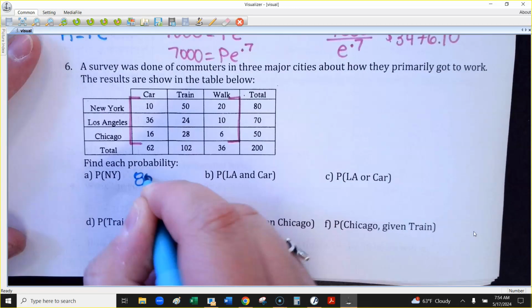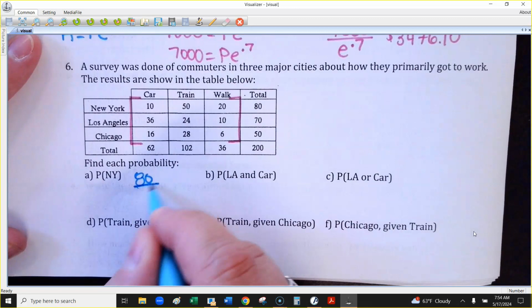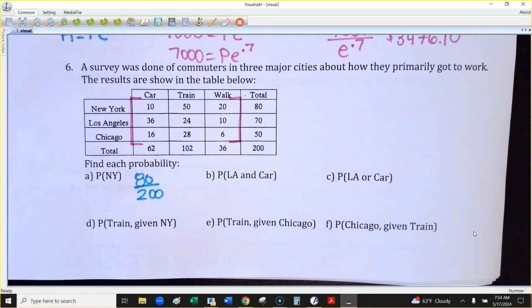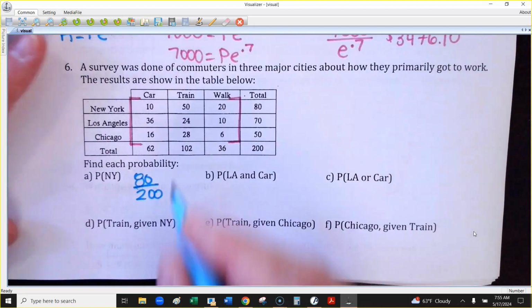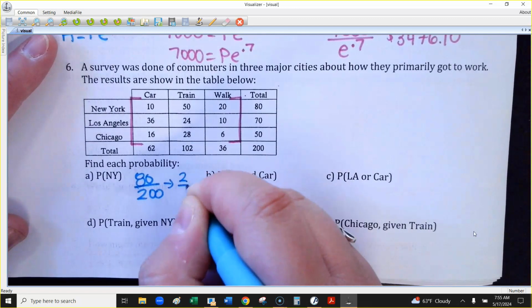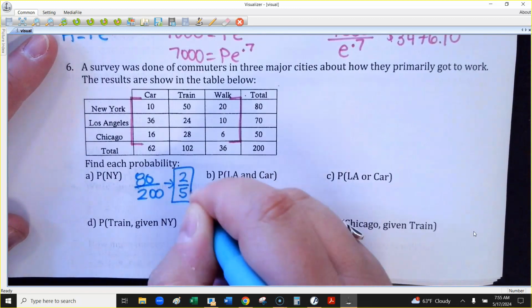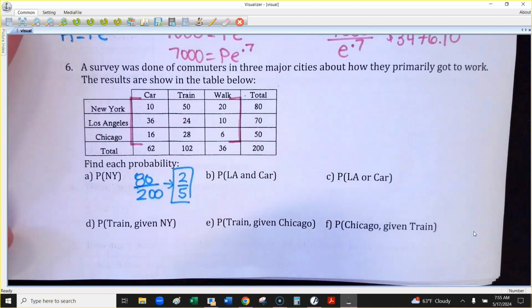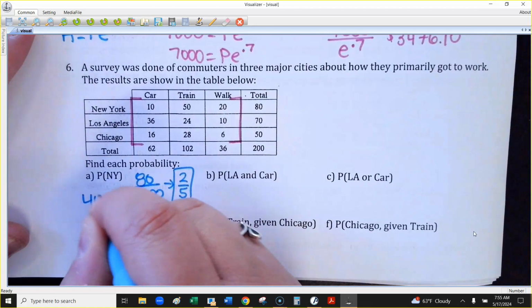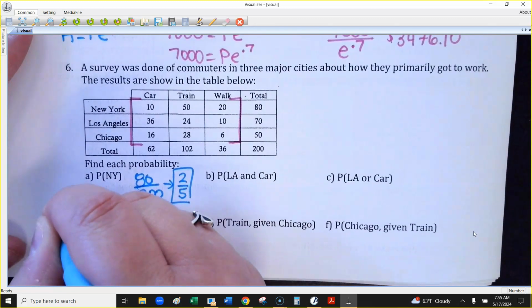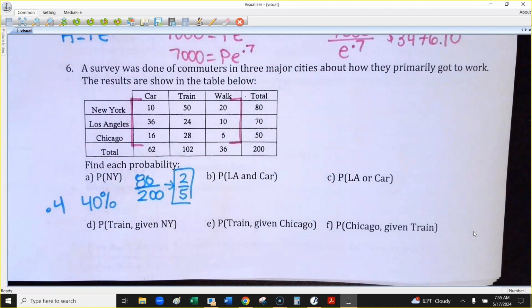Okay, there's 80 total people from New York. There's 200 total people in this table. So it's just 80 over 200, and it totally does not tell us how it wants us to write the answer. So I will figure that out and tell you. If you want to reduce this, this is 2/5. As a percentage, it would be a 40% chance. As a decimal, it would be 0.4. I will find out and let you guys know what format it gives you the multiple choice on the test so you can know.